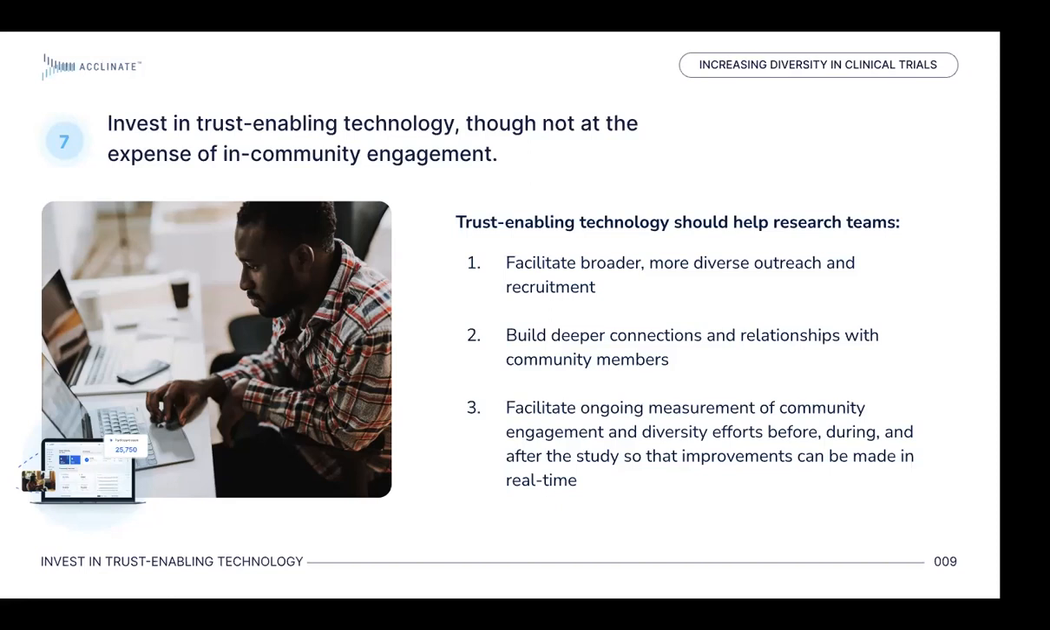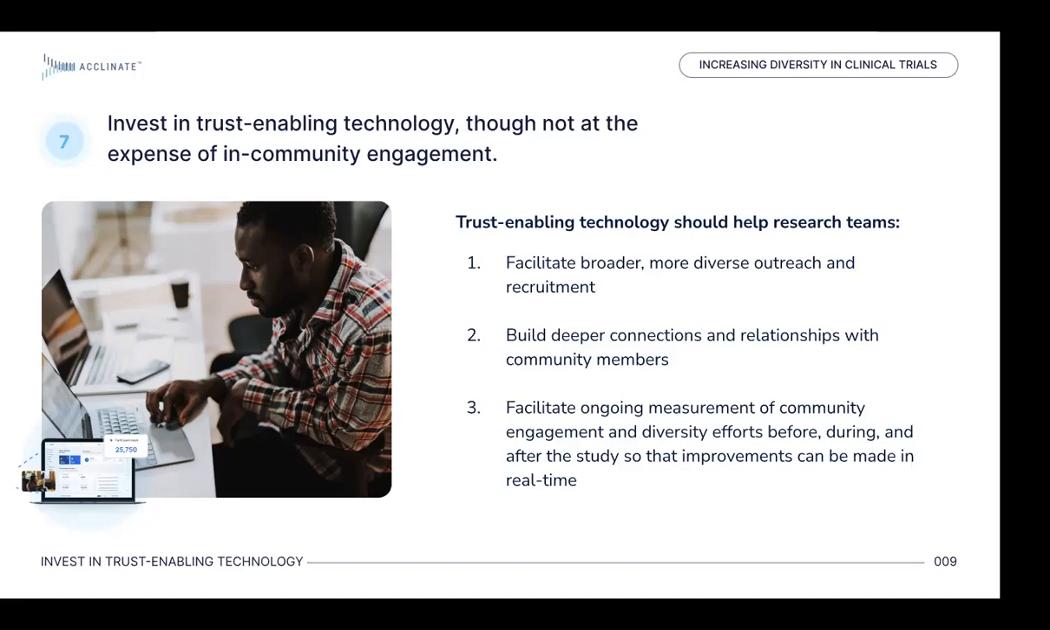And if the numbers aren't looking the way we would expect them to, we then take an opportunity to pivot, right? We take an opportunity to shift and do something different. We might reach out to people in that community and get a better understanding of what is going to be more appealing to them.